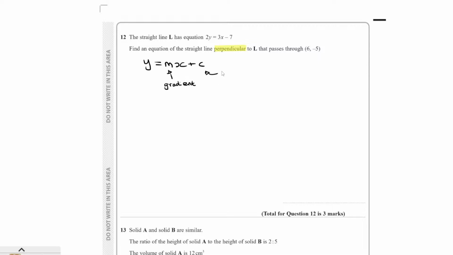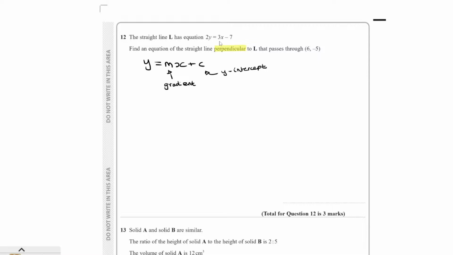And c is the y-intercept, where it crosses the y-axis. I always work out the gradient first of any straight line because I need that to help me find the y-intercept. Before, we saw the gradient as change in y over change in x. We can't do that here because we don't have two sets of coordinates. We've only got one. So the other way to do it is, based on the information that the other line is perpendicular, I need to look at the gradient of the original line.